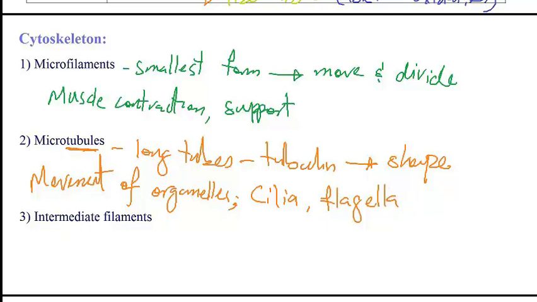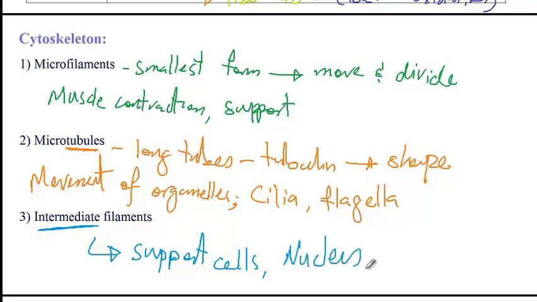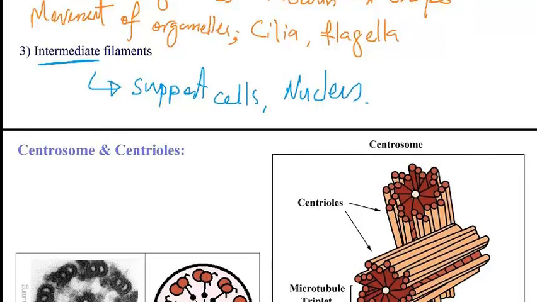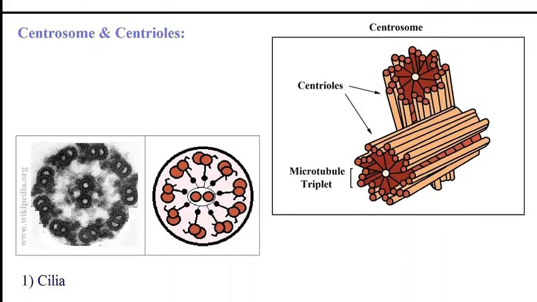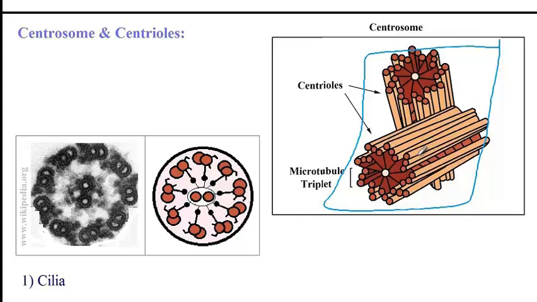And then finally, we have intermediate filaments, and these are somewhat smaller than microtubules, but then they are bigger than microfilaments. That's why the name intermediate filaments are given to them. Again, their function is to provide support to cells and then help anchor organelles such as nucleus. The next structures are centrosome and centriole. So basically, centrosome, it's a dense region of the cytoplasm that contains two smaller structures called centrioles. So here we have a centrosome that is made of two centrioles.